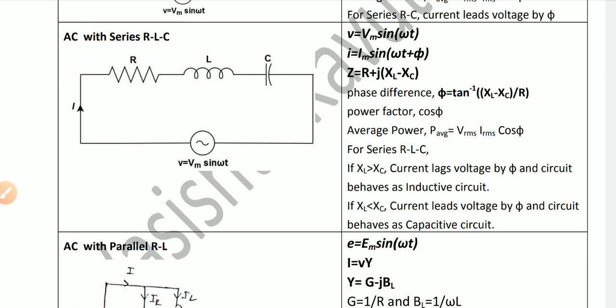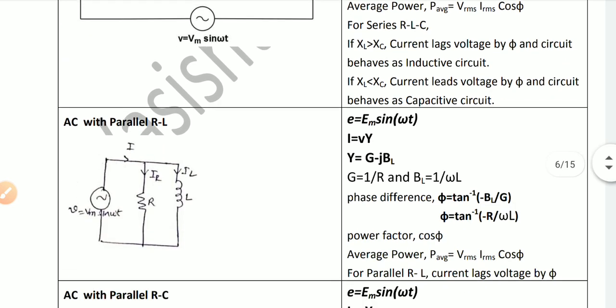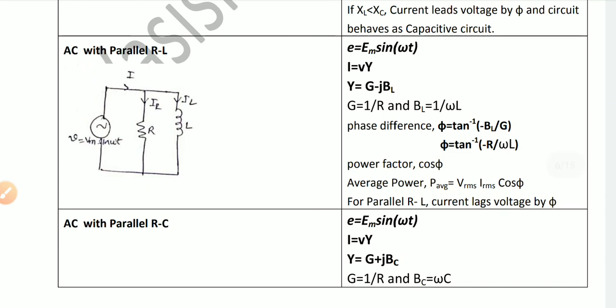Similarly, if XL is less than XC, current leads the voltage by phase angle phi, and the circuit behaves like a capacitive circuit. Now, series AC with parallel RL circuit. Here E is the applied voltage. Since it is a parallel circuit, voltage will be the same across all the elements, and the current is given as I equals V into Y, where Y is nothing but G minus jBL.